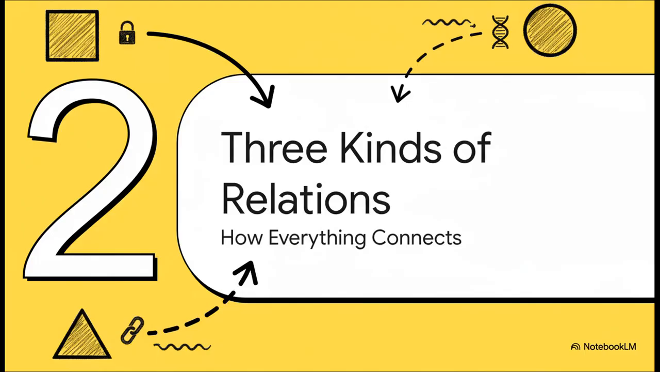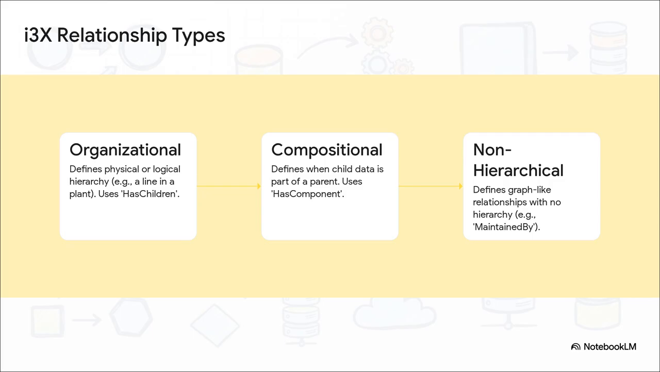All right, so now we know what our objects look like. But how do they all connect? Let's talk about the 3 kinds of relationships in i3X. Okay, there are 3 types, and it's really important to get the difference. First up is organizational, or has children. This is your standard folder structure, right? A plant has a building, which has a production line. They're all separate things, just grouped together.